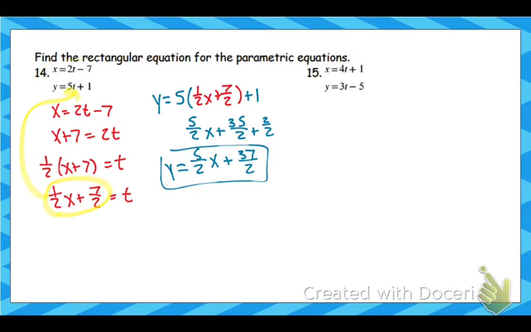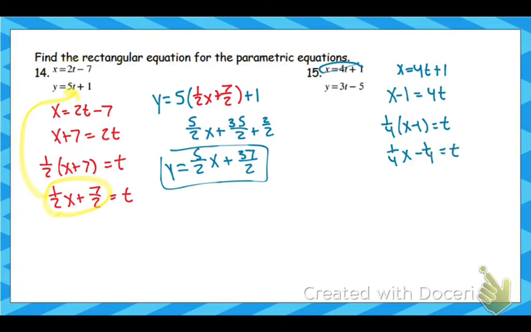All right, let's go to the next one. Same thing. Take that first equation and get t by itself. So -1, divide by 4. And I'll distribute. So 1/4 x minus 1/4. Once we know what t is, it's going to take the place of t in the y equals equation. So this is going to become 1/4 x minus 1/4.